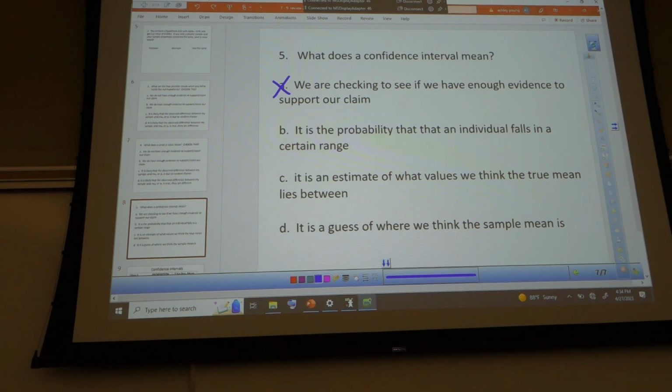It's the probability that an individual falls in a certain range. No. Individual. Remember, confidence intervals are all about the whole population. So the population mean, the average, right, the mean, or the population proportion. So it's never about an individual. It's about the whole group. So not that one. It's an estimate of what values we think the true mean lies between. Yes. Because this one also, a guess of where we think the sample mean is. You never guess where the sample is. You always know where the sample is. Right? You never have to guess at the sample. So that would be wrong because you never guess the sample.